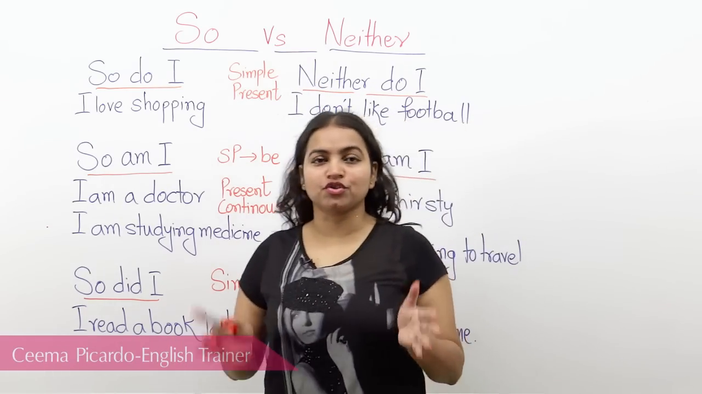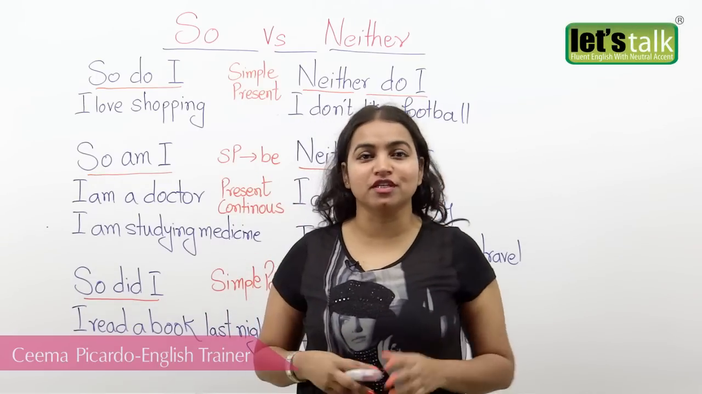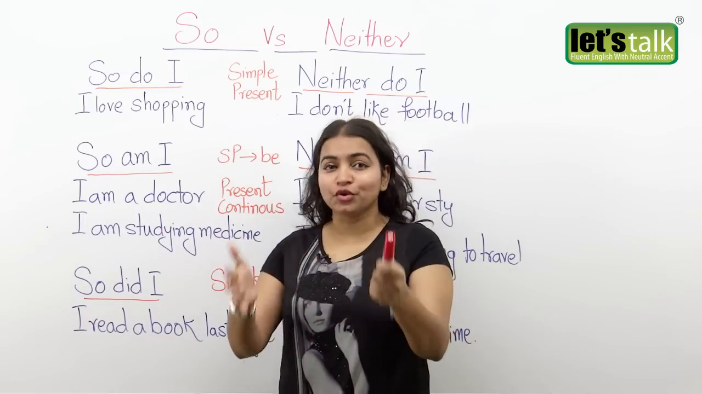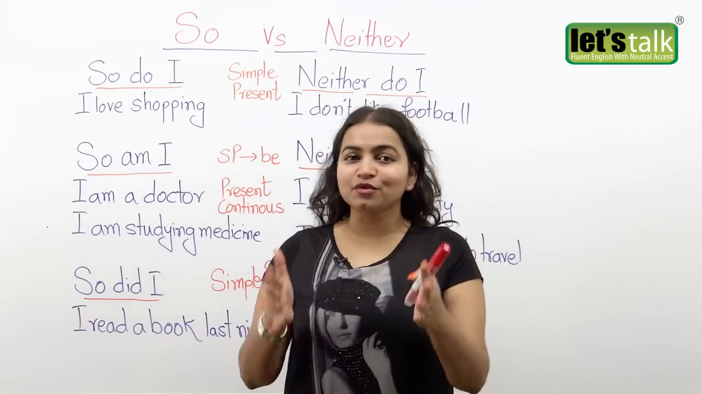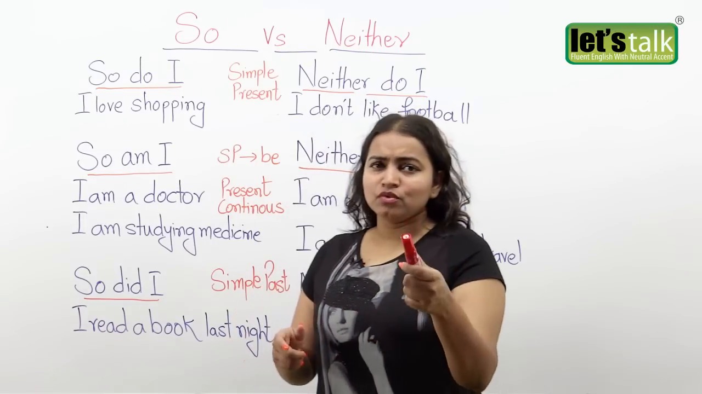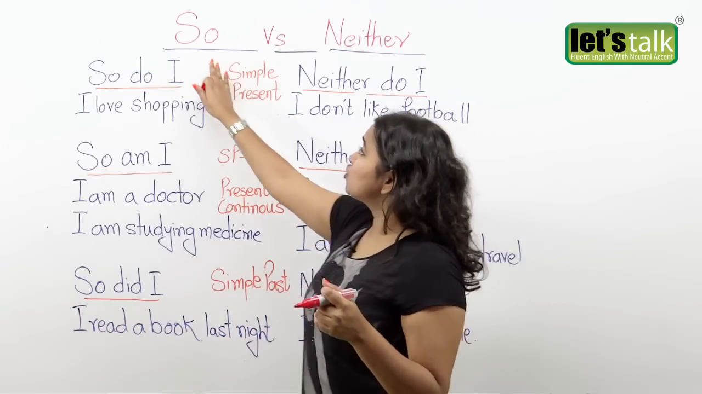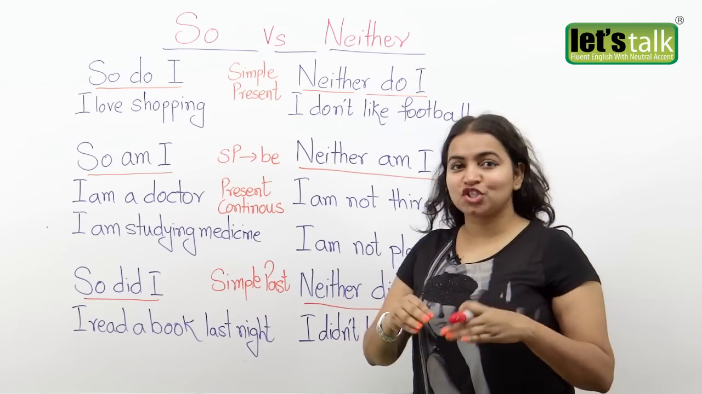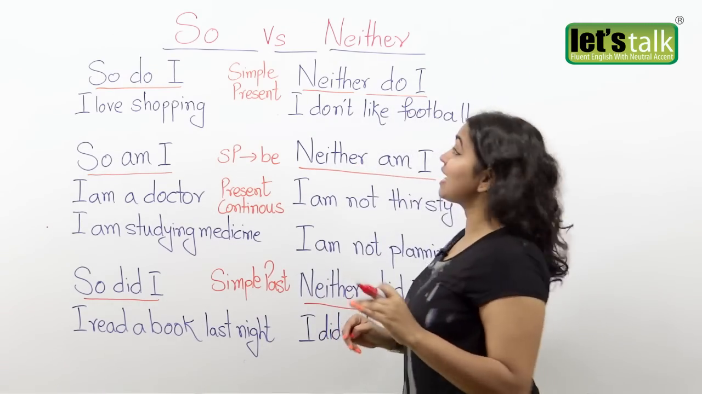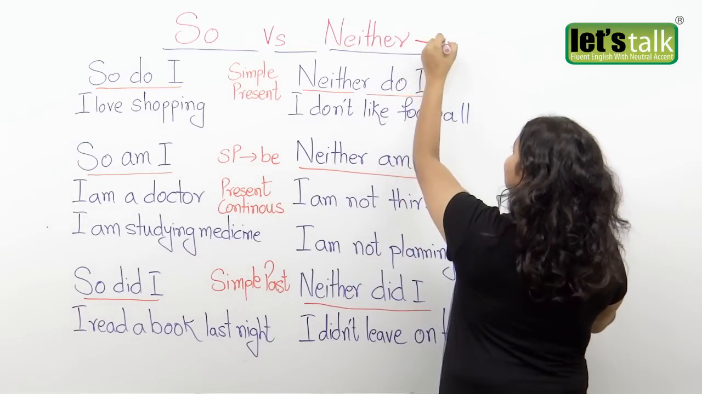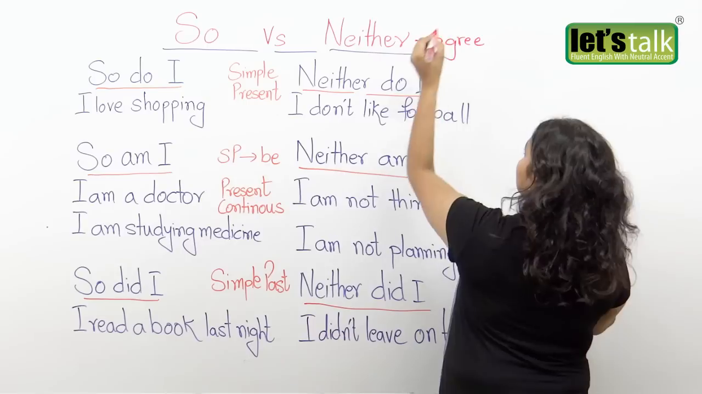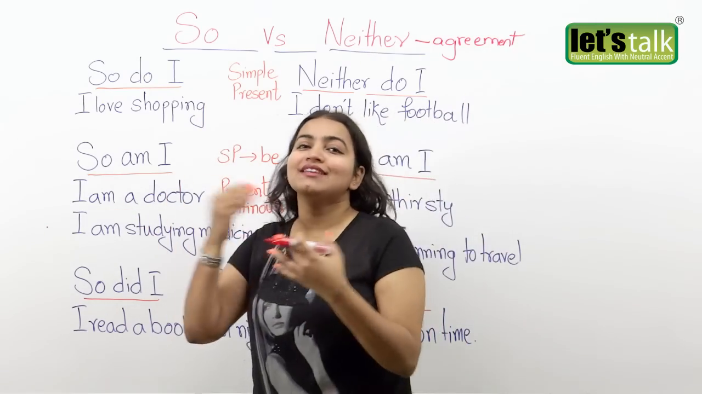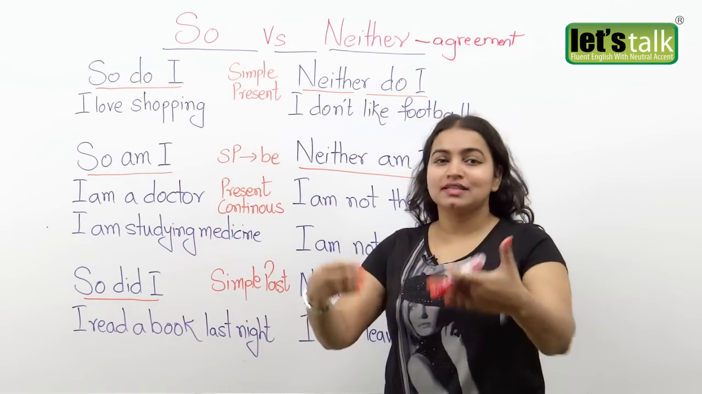Both these words, so and neither, are used so often while we speak. But the idea of this lesson is to show you how to use these words correctly. Now, just for your information, the words so and neither, when they are used in response to another sentence, are always used as an agreement. So when you are agreeing to something, that is when you will use so and neither in response to a statement said to you.